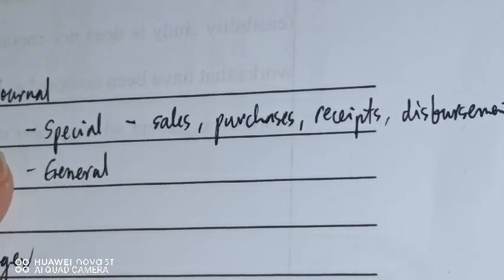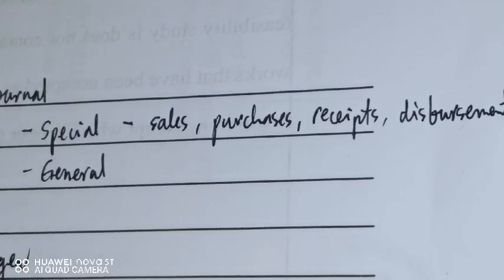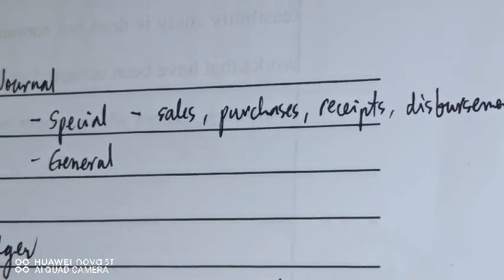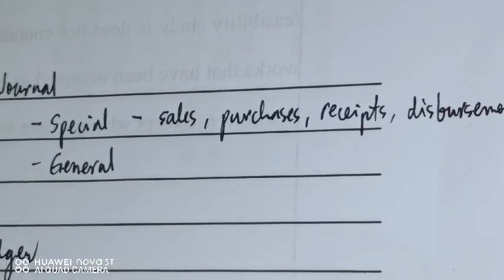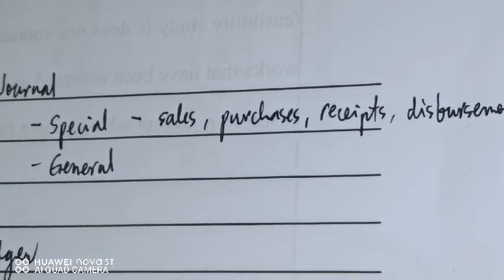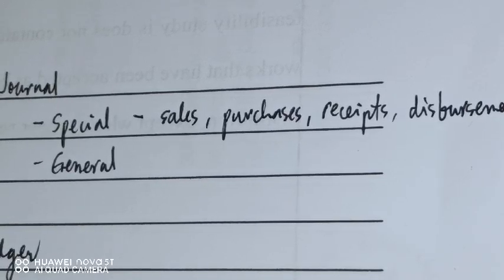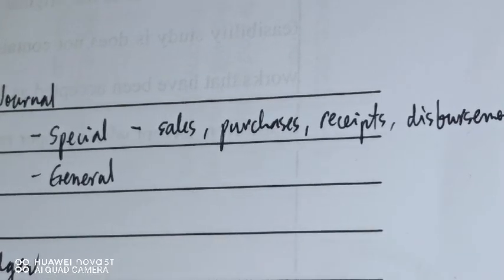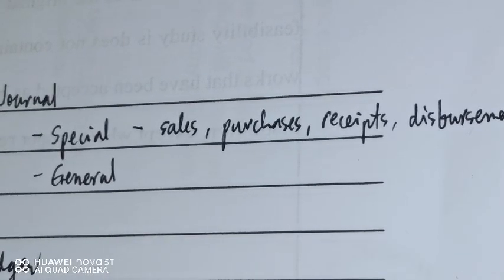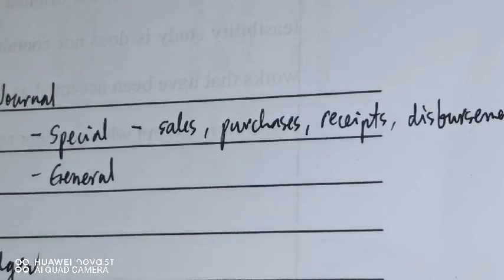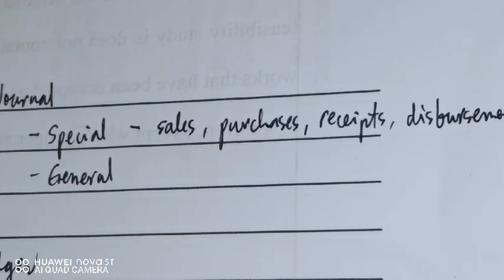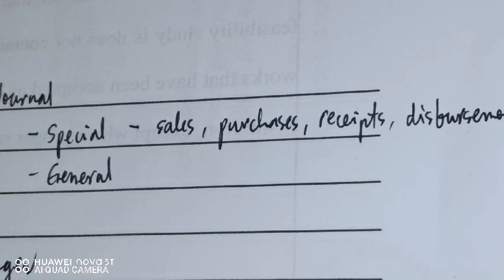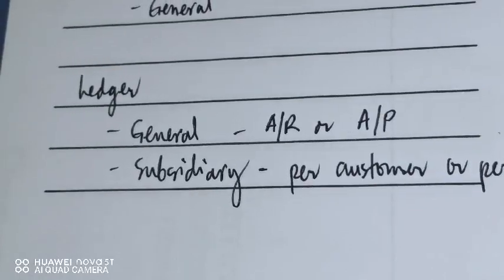And then, the general journal, dito naman natin ilalagay yung mga transactions that cannot be entered into the special journals. Example niyan are non-cash transactions that do not pertain to sales or purchases. Example of that are the returns. 'Di ba? Yung sales returns and allowances, purchase returns, and then the conversion of accounts payable into notes payable or accounts receivable to notes receivable. Ayan. So, yun yung mga nilalagay natin sa general journal.